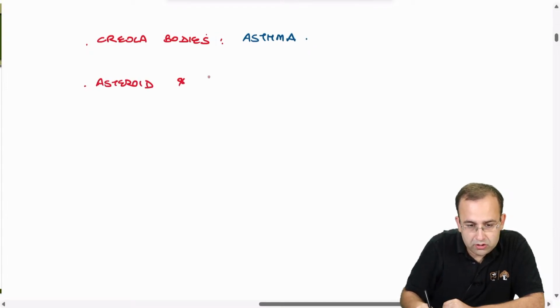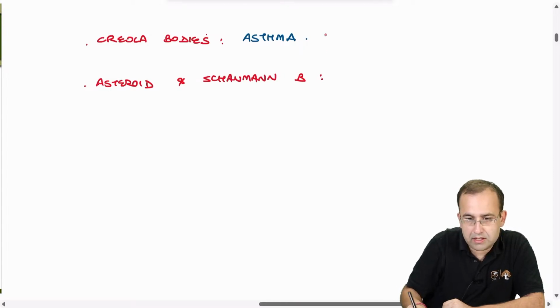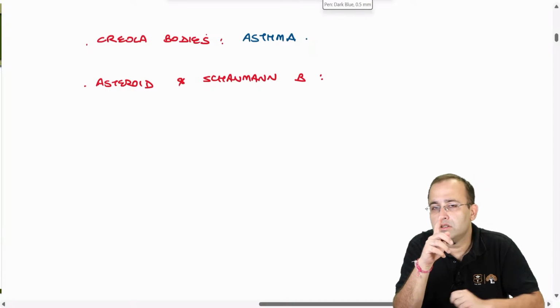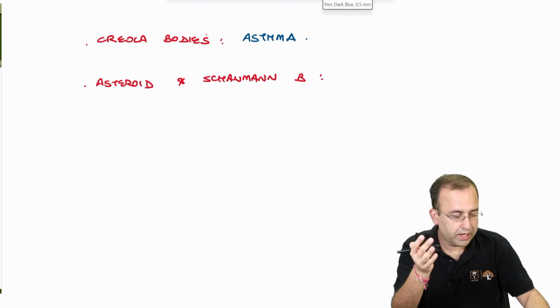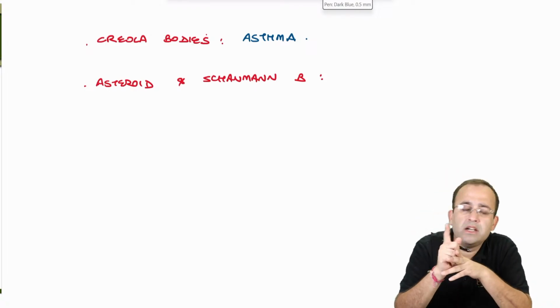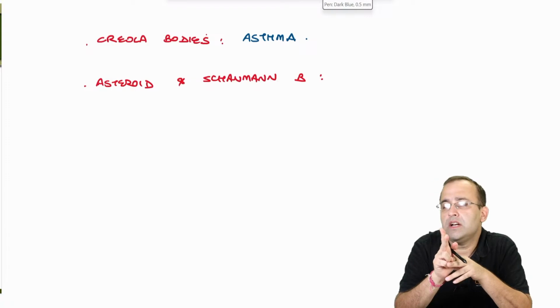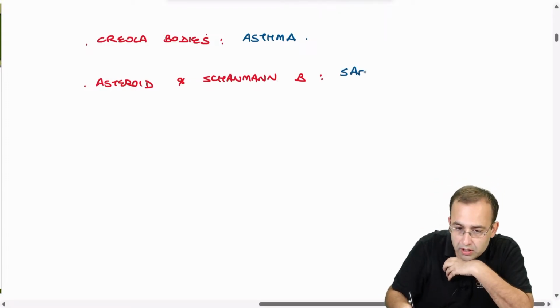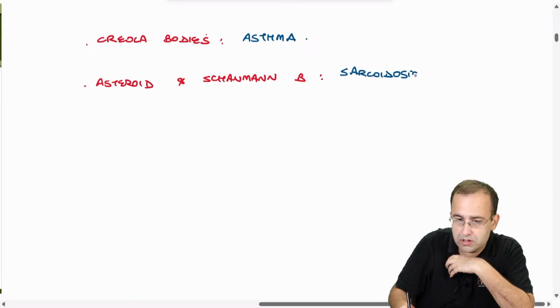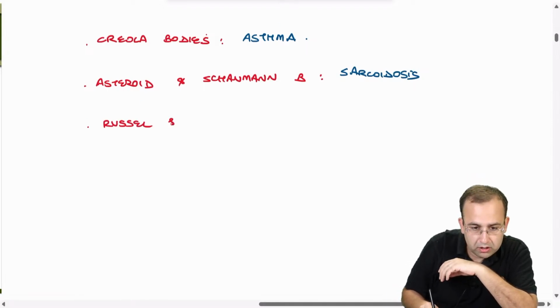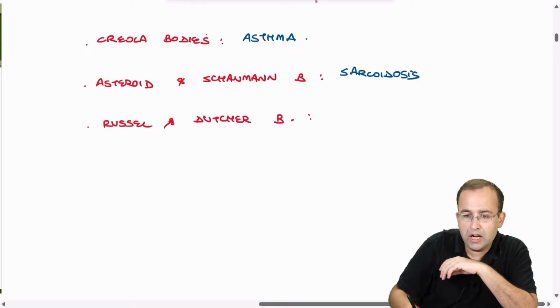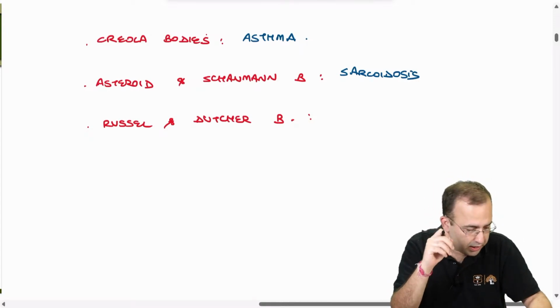Next, asteroid bodies and Schaumann bodies. Answer, bache. It is seen in non-caseating granulomas with bilateral hilar lymphadenopathy. Diagnosis? Caseating granulomas is TB. Non-caseating granulomas with bilateral hilar lymphadenopathy? Sarcoidosis. Next, Russell bodies and Dutcher bodies. They are seen in elderly with low back pain. Which blood cancer?